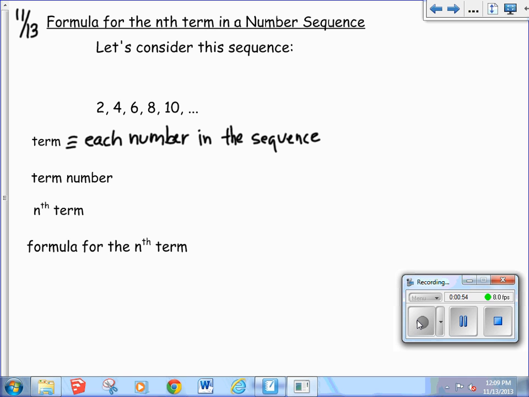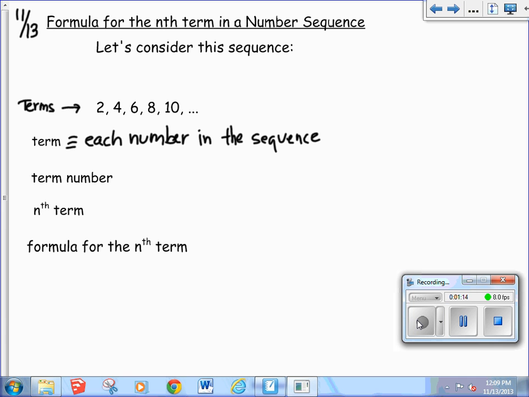So term has a little bit different definition here than it did with an algebraic expression. Here, terms refer to the actual numbers in the sequence. So 2, 4, 6, 8, 10, those are all terms of this sequence. All right, so I could go right here and say, these are the terms.